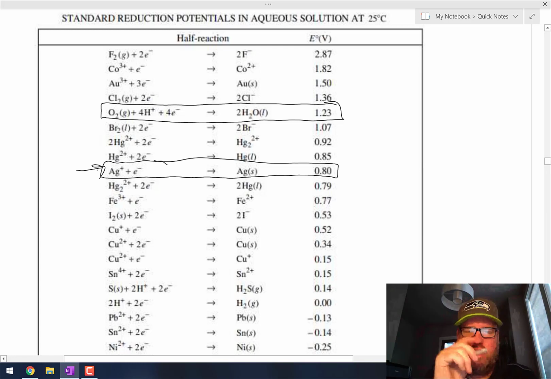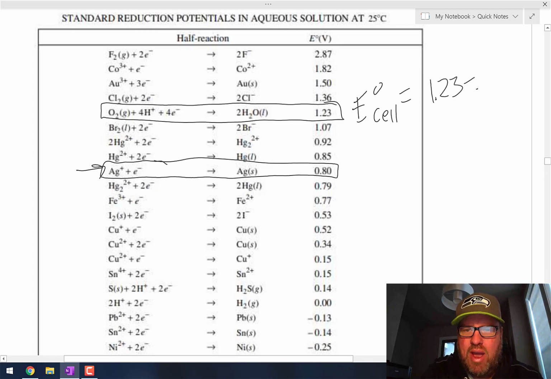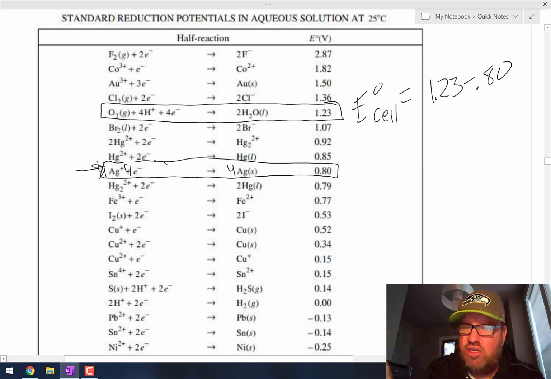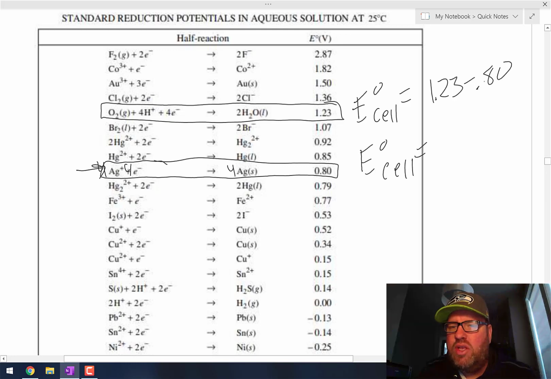Remember, to calculate the cell potential, it is cathode minus anode, or reduction minus oxidation. So the cell potential for this reaction is going to be 1.23 minus 0.80. And remember, even though this is a 4, we had to multiply those by 4, and that does not affect the cell potential. So it's just 1.23 minus 0.80, which is 0.43 volts.